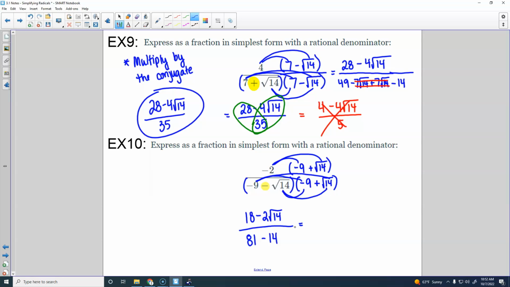Yes, it should always be subtracting what's in the radical. The only exception to that would be if that had like a 2 in front of it. Like if it was 2 root 14, then you would need to think about that a little harder. But if it's just a radical, then yes.